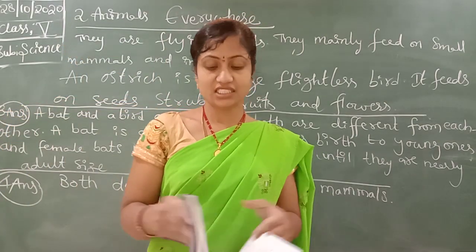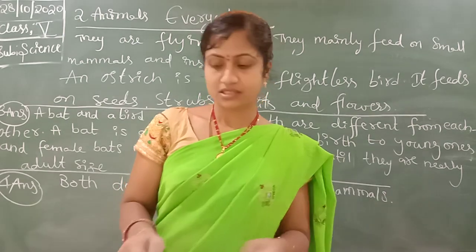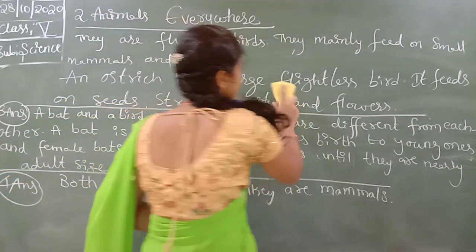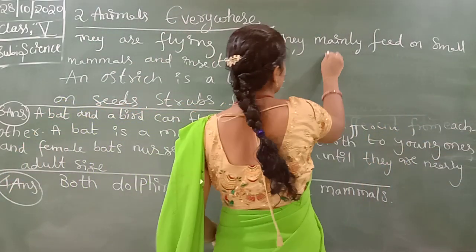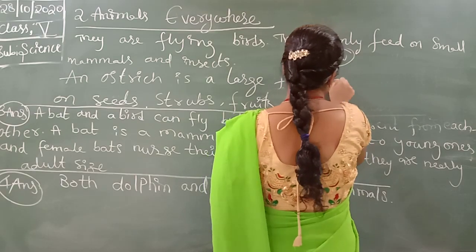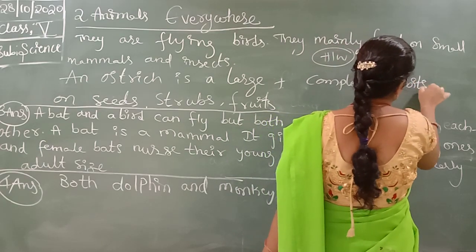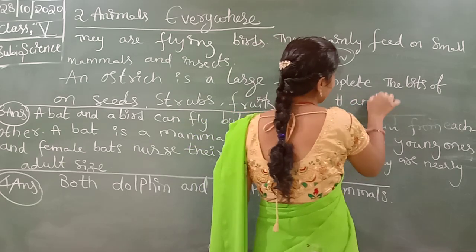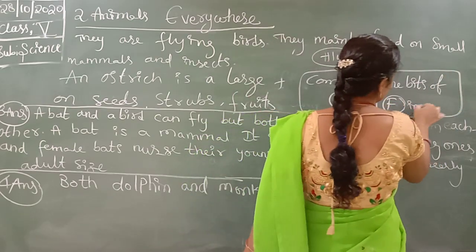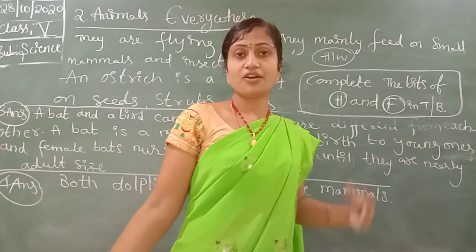Better to complete this activity and this fun to do. H bit, that is the homework. F and H bits: you have to complete these two bits in the textbook only. And you have to learn these question answers.